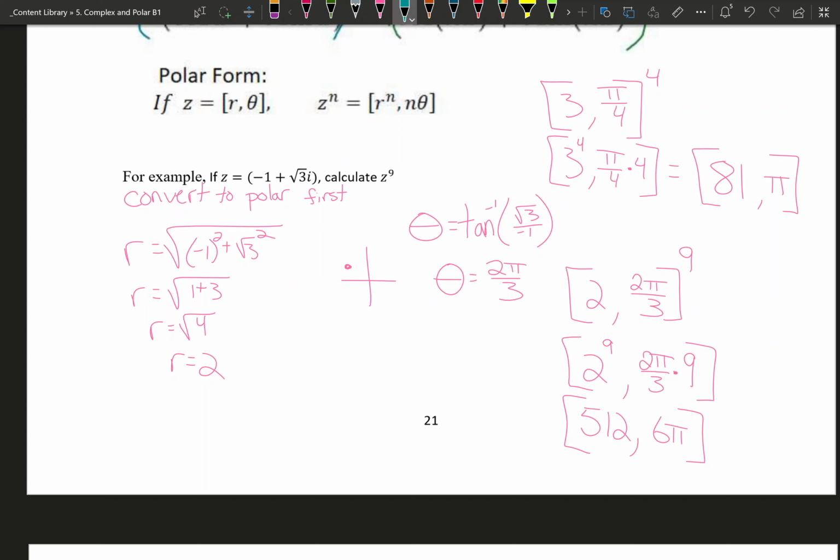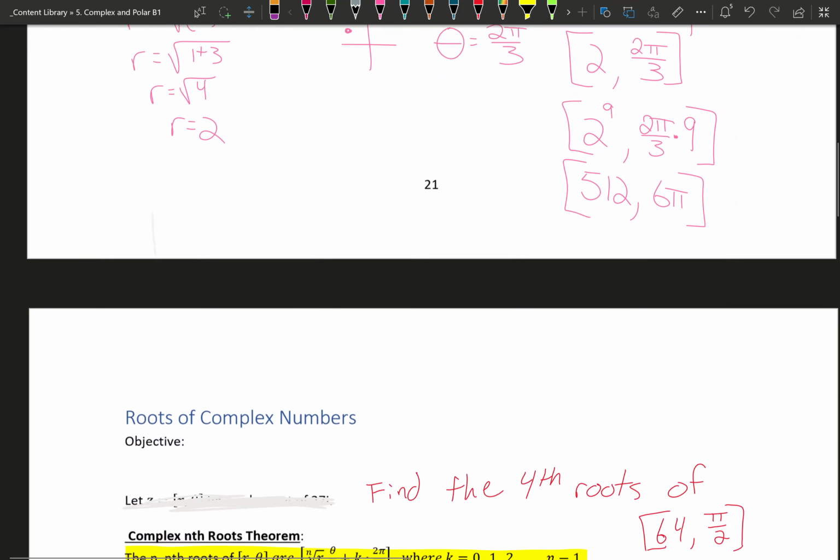So if we're doing something like this example over here, where we're raising the 0.3 pi over 4 to the fourth power, we raise 3 to the fourth power and end up with 81. And we multiply pi over 4 by 4 and get pi. That's all there is to raising a complex number in polar to an exponent. Now, the inverse is going to be true mostly. We're going the other way.